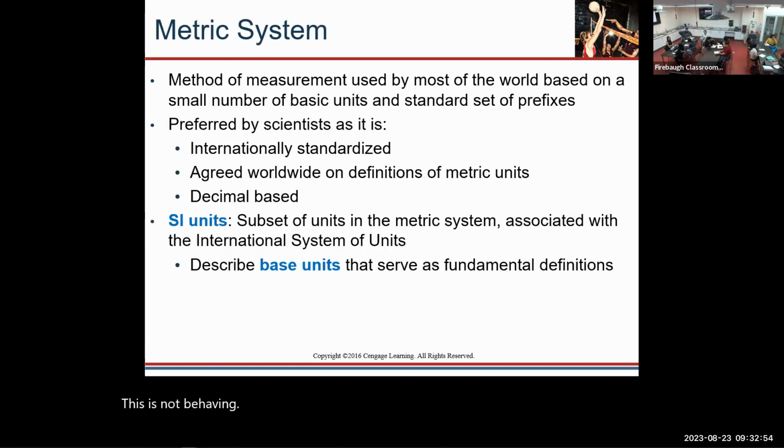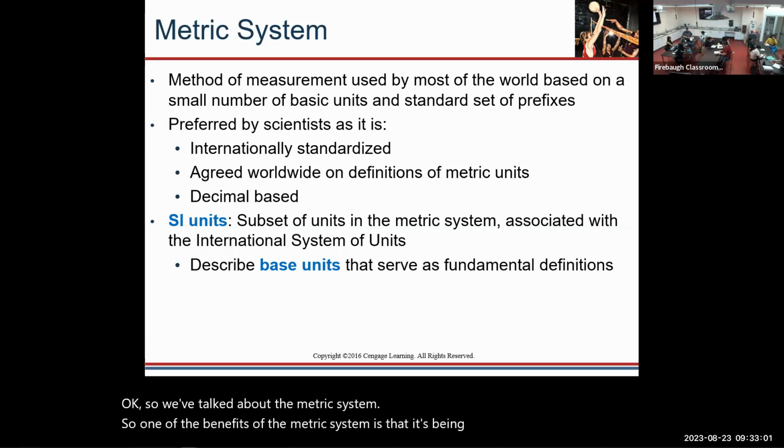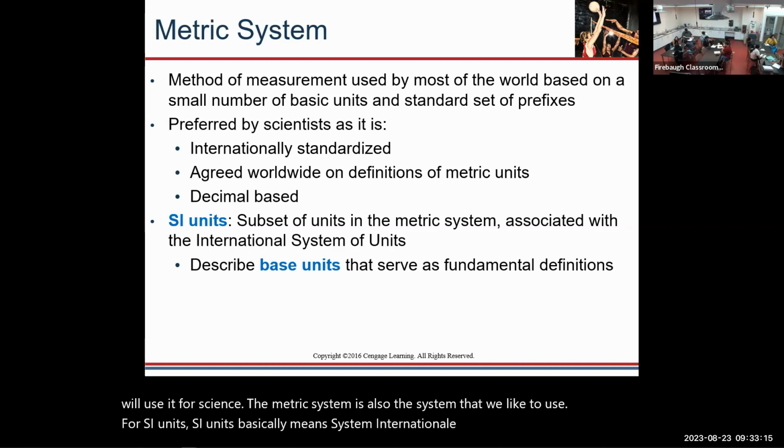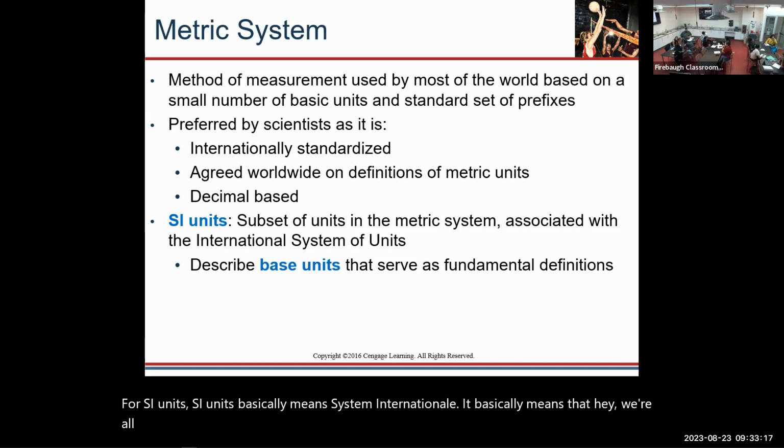Okay, so we've talked about the metric system. One of the benefits of the metric system is that it's being used internationally. We often will use it for science. The metric system is also the system that we like to use for SI units. SI units basically means System International. It basically means that we're all using the same units so that everybody can understand what we're talking about.